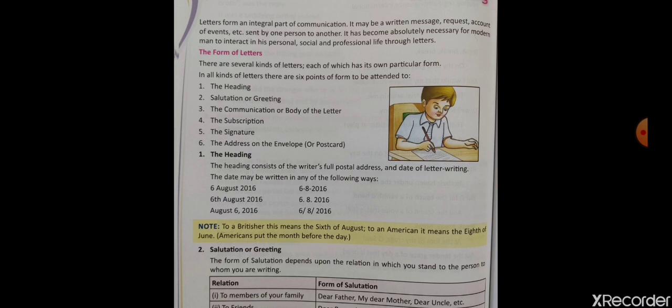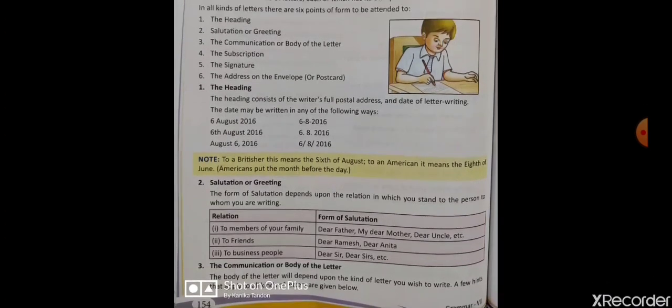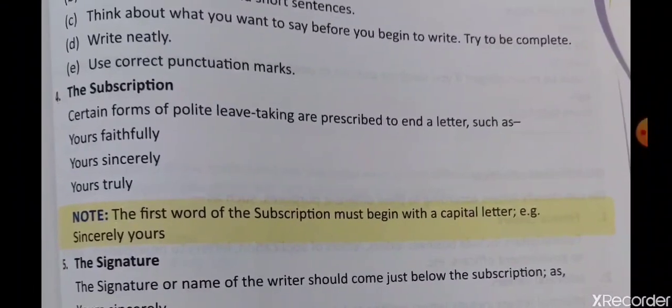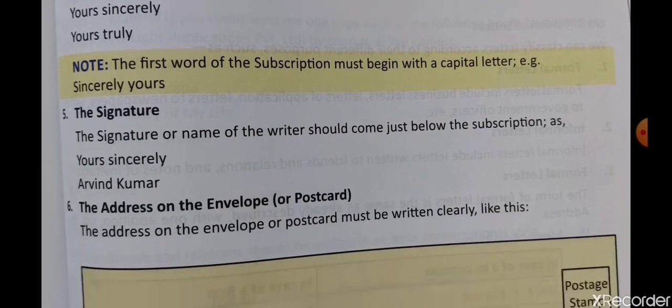Now the third one is the body of the letter. Body of the letter means whatever matter you have to write in the letter, you write in the body. The second last is the subscription. In the subscription you write a certain type of polite leave taking, to say that you want to now end the letter. And the last one is the signature. In the signature you just mention your name, that is, the person who has written the letter. These are some things that you have to keep in mind.